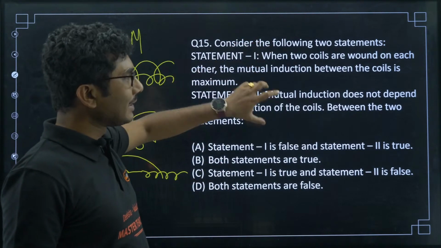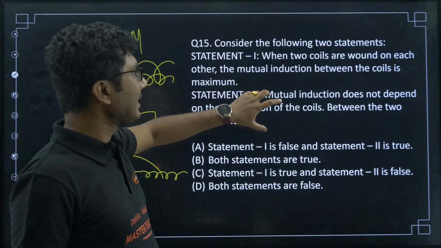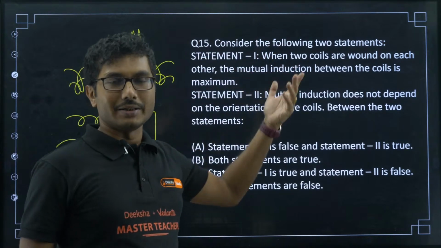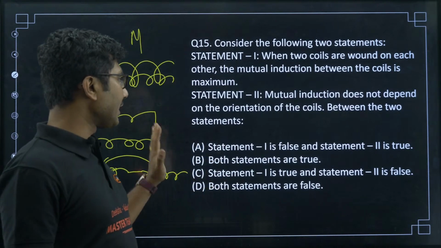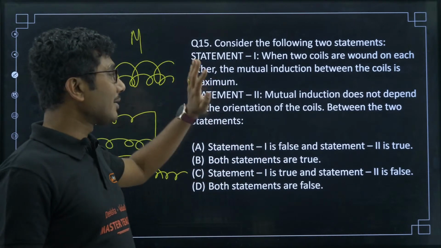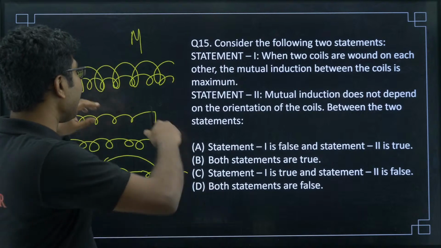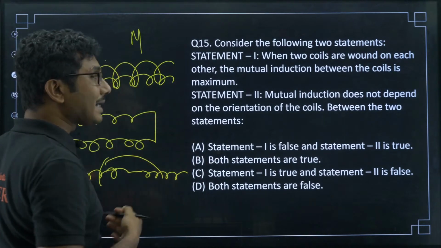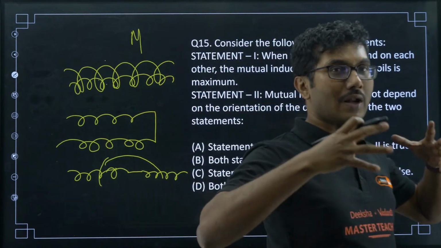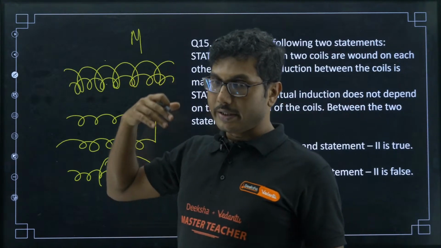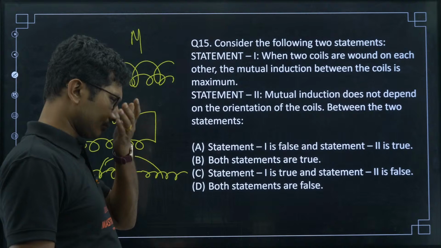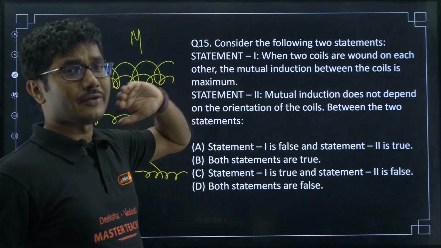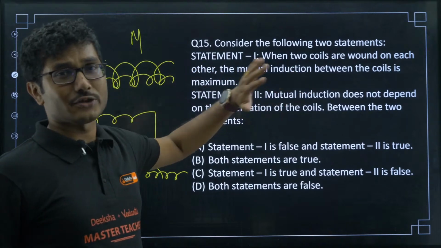If this is correct, then this is incorrect. If this is correct, then this is incorrect, right? So this much is clear, both are contradictory, so both cannot be true. So option A is definitely not correct, but we have to identify which one is true. When they are wound one over another, the flux linked with these two coils is maximum, right? So the entire flux coming from the first coil is linked with the second coil, so definitely mutual inductance will be maximum. So statement 1 is definitely correct, so statement 2 has to be incorrect.